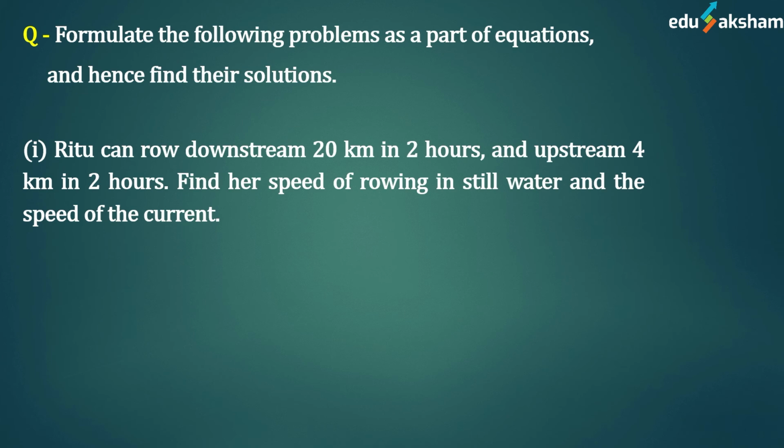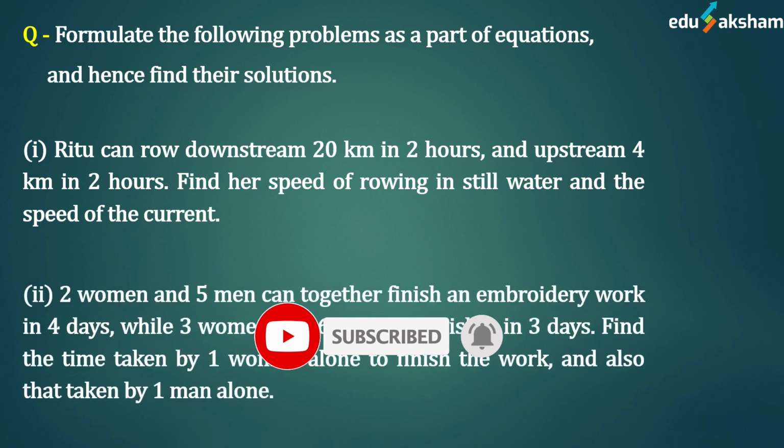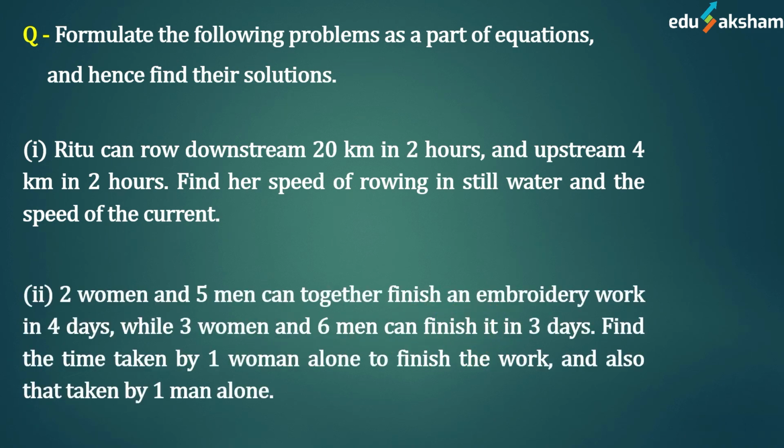Ritu can row downstream 20 kilometers in 2 hours and upstream 4 kilometers in 2 hours. Find the speed of rowing in still water and the speed of the current. The second question is, 2 women and 5 men can together finish an embroidery work in 4 days, while 3 women and 6 men can finish it in 3 days. Find the time taken by one woman alone to finish the work and also that taken by one man alone.